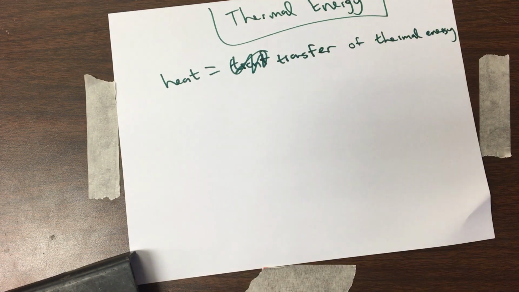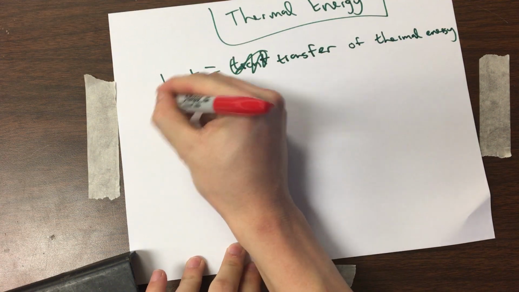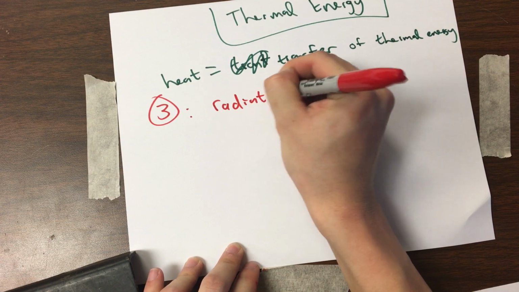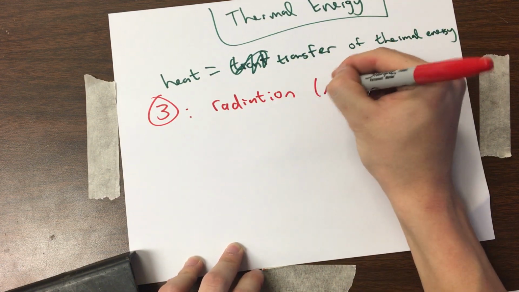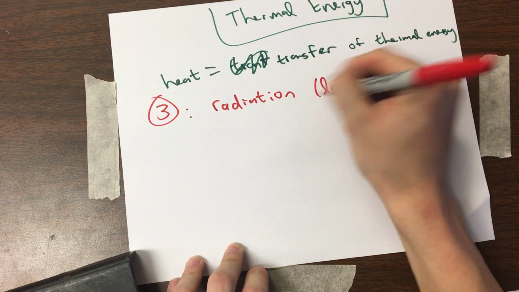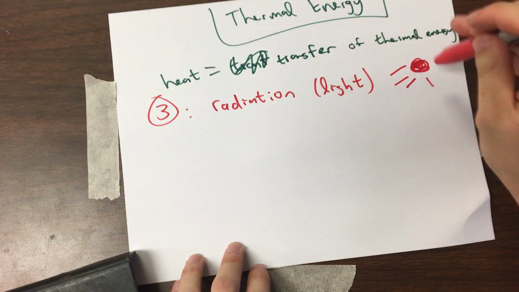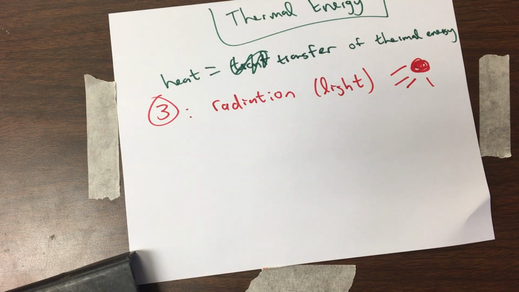I should use a red Sharpie, because heat. There are three ways this can happen. One, radiation. Radiation has to do with light sources, like the sun. The sun is a source of radiation because it's a source of light.